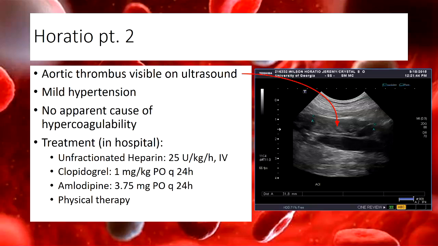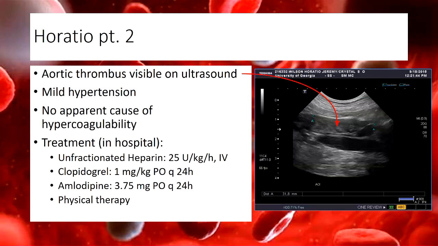So what did they do? Well, he's in the hospital. So they just started him on the regular generic heparin, the unfractionated heparin, okay? Given IV, they started him on clopidogrel, which remember we talked about way in the beginning of the class is good for, in general, inhibiting coagulation.